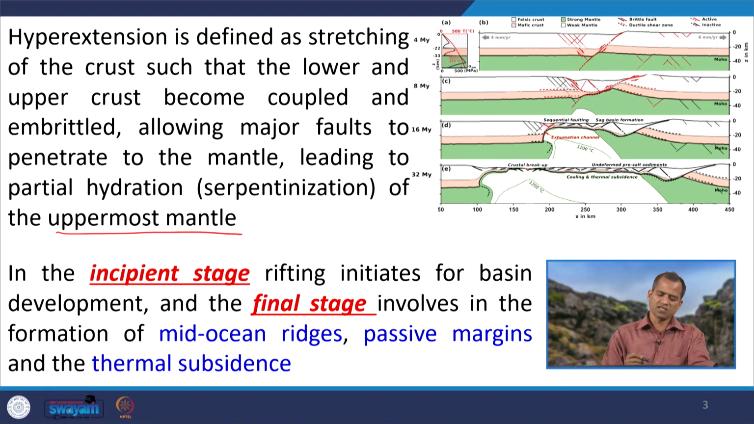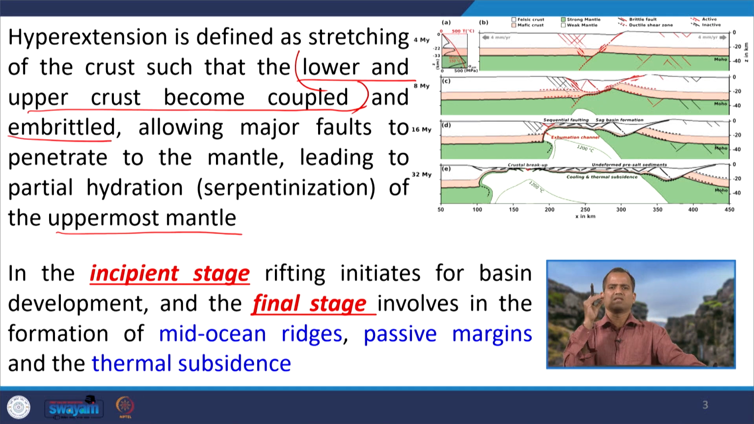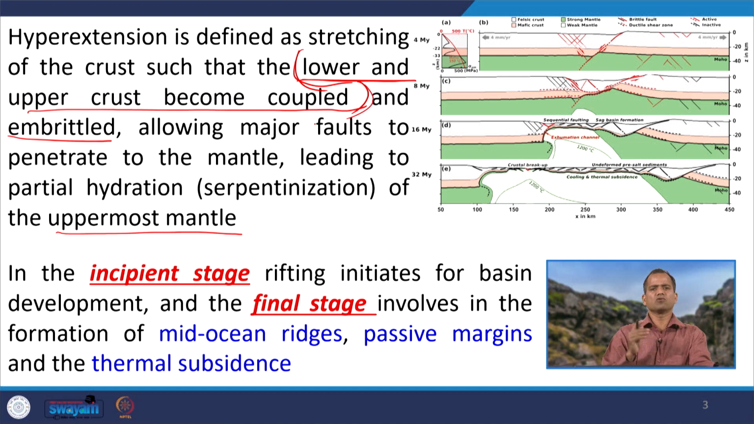Here the hyperextended margin says that the lower and upper crust become coupled and embrittled. That means they are totally welded together. There will be no differentiation between them. So, there will be no heat difference, because in the upper crust and lower crust we distinguish based on heat flow, composition and mineral stability. Here they are coupled, that means both are rigid and embrittled.